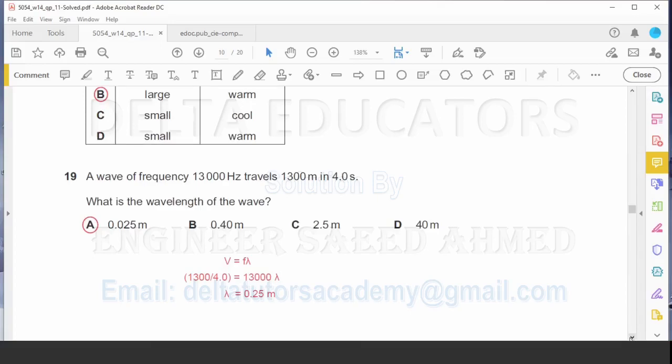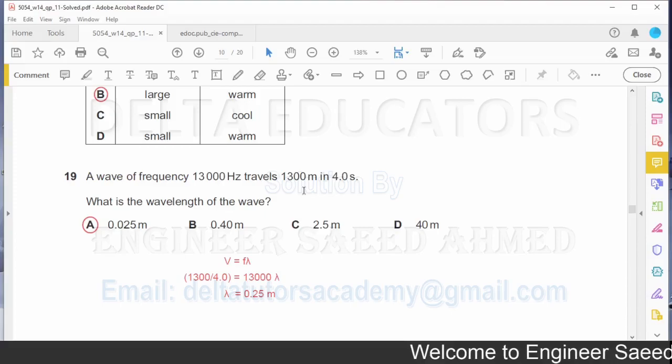Question number 19. A wave of frequency 13,000 hertz travels 1300 meters in 4 seconds. What is the wavelength of the wave? Here we have to find out the wavelength. To find out the wavelength, we will use the formula velocity is equal to frequency into wavelength. Now here velocity is not given. What is given? Distance is given and time is given. So velocity will be equal to distance over time.